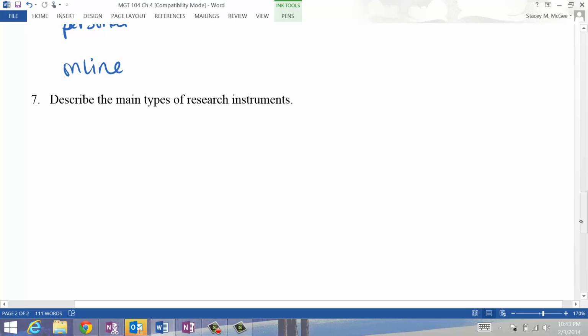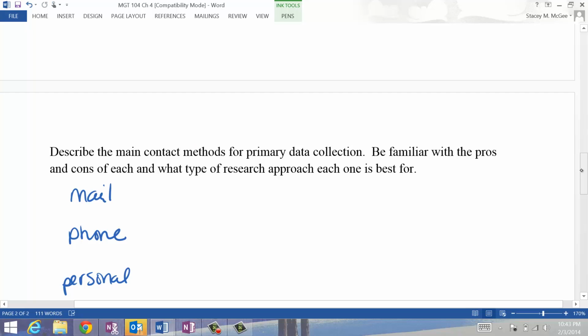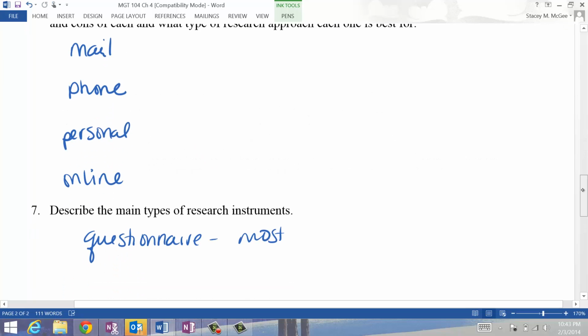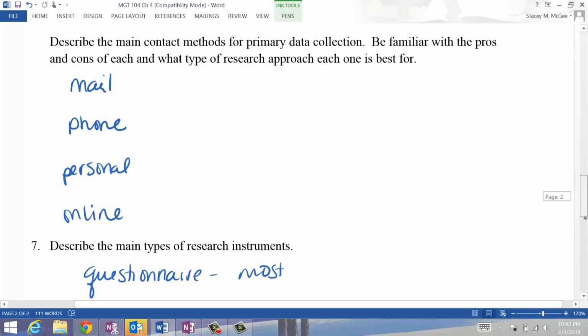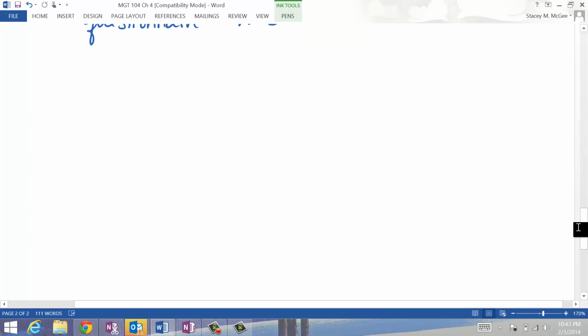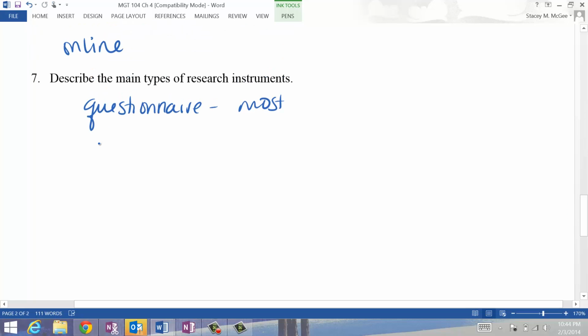And then the main types of research instruments we have are the questionnaire, which is by far the most common type. Again, questionnaires can be conducted through any of these methods. You can have online questionnaires, you can have phone ones, you can have any of those. And then another way is what we call mechanical.